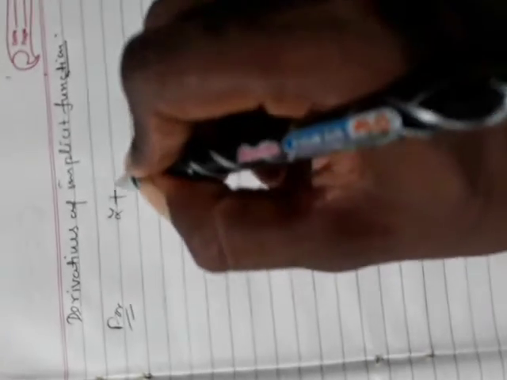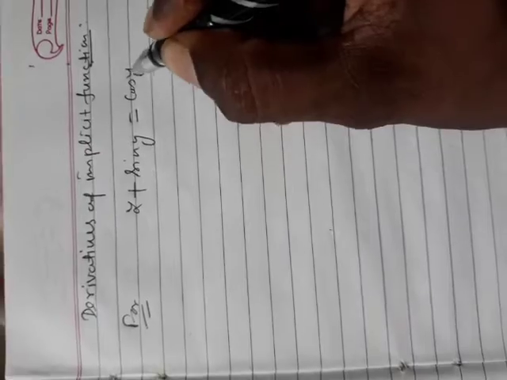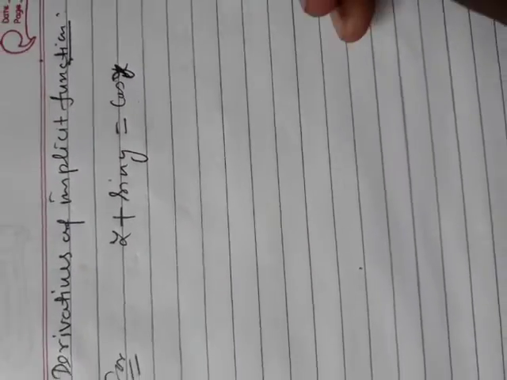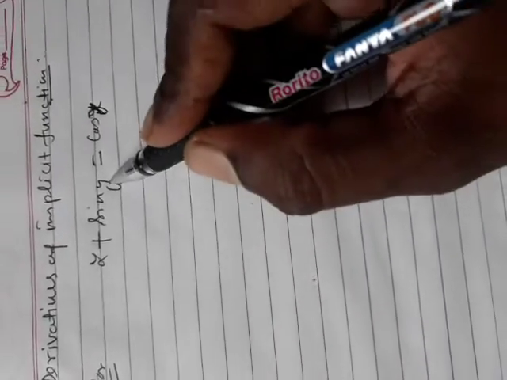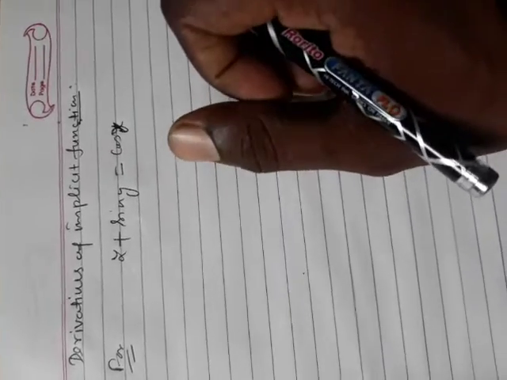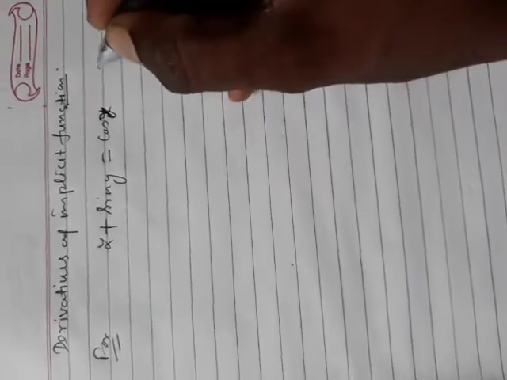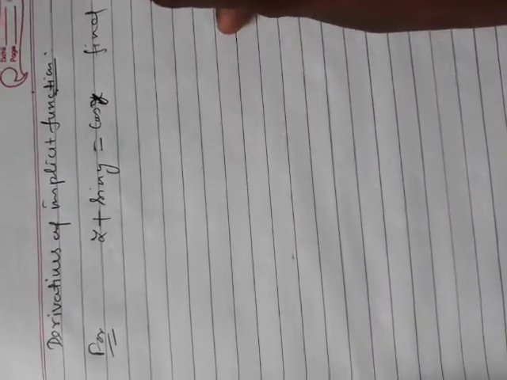For example, if you are given that y plus sin y is equal to cos x, from this we can't write y is equal to anything, because here y is also given. So this is called the implicit function. We can't write y equal to a function in terms of x. Now we will find the value of dy by dx.